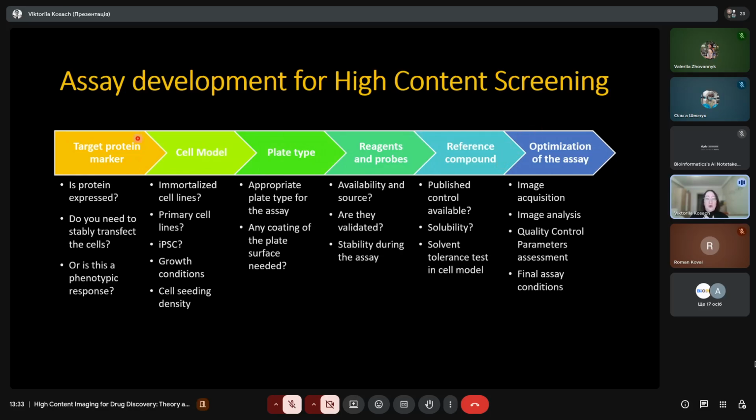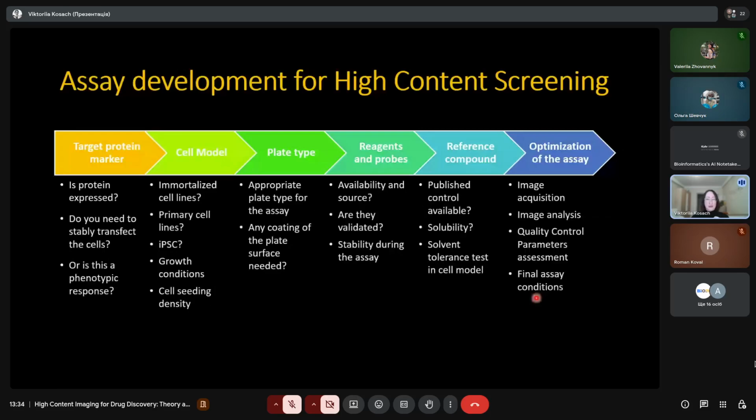And at the end, when you know all of this and you are starting to perform first experiments, you will play with image acquisition and analysis to receive the best quality control measurements possible. So during assay development, it is important to have quality control during the whole assay. In such a way, you will receive your final conditions with which you could proceed to higher scale, high throughput screening.